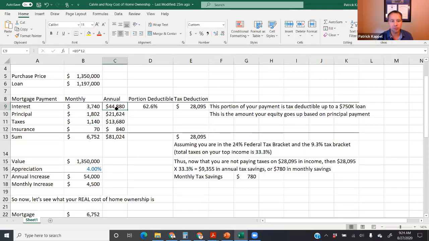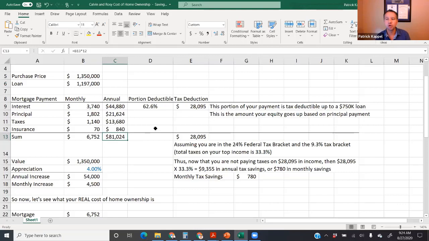In this next column, column C, you can see that I just took everything times 12. That gives us the annualized interest payment, annualized principal, annualized taxes, annualized insurance. So every month they're paying $6,752 to live in this place, and every year they're paying $81,000. Not a small amount of money.